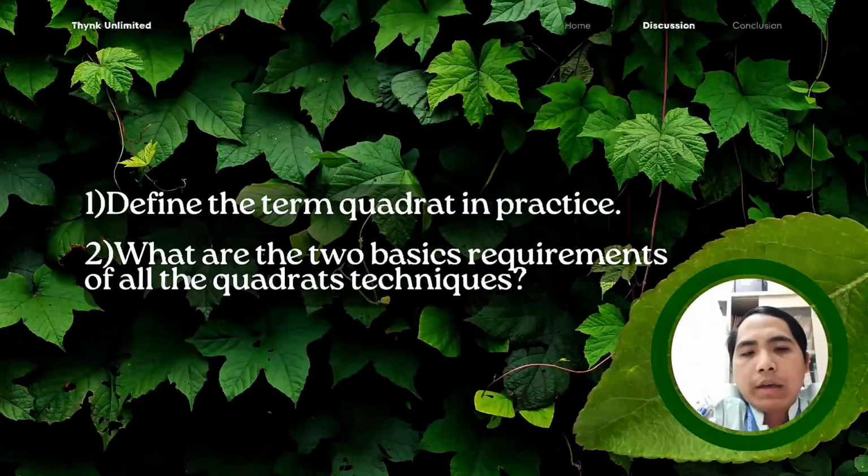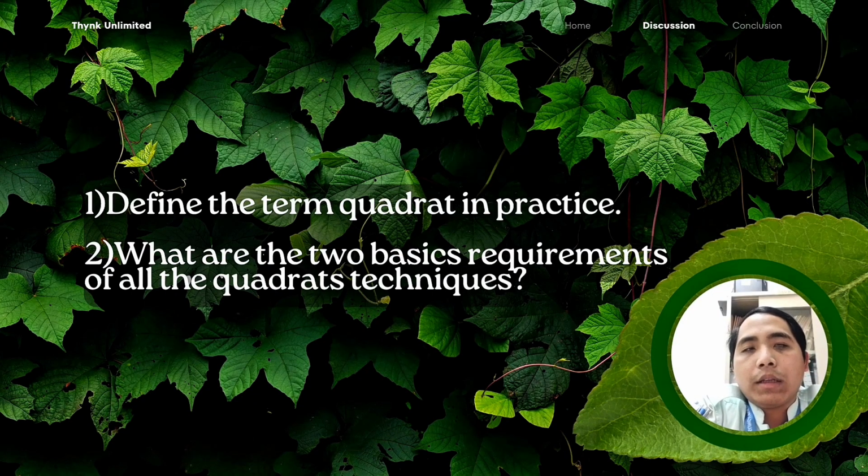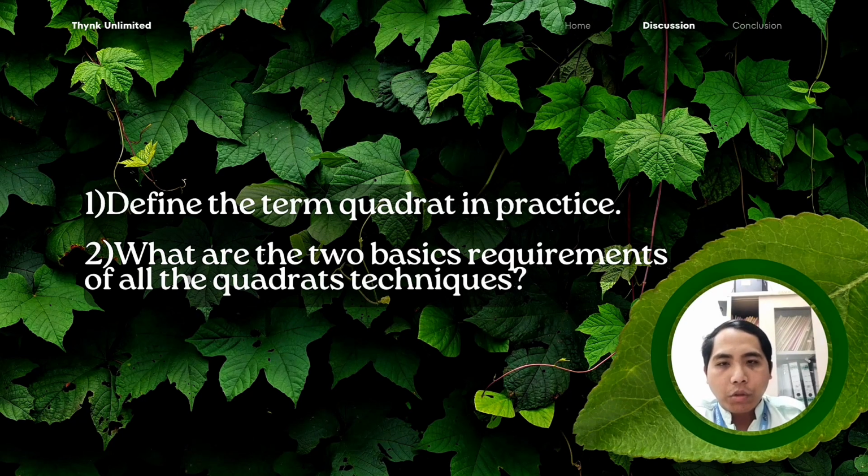The second question I will answer today is: what are the 2 basic requirements of all the quadrat techniques? The 2 basic requirements for all quadrat sampling techniques to ensure satisfactory and scientifically valid results are: the first one is unbiased random selection. To avoid selection bias and ensure results can be generalized to the entire habitat, quadrats must be placed randomly or through a systematic unbiased process. Every part of the habitat should have an equal chance of being sampled.